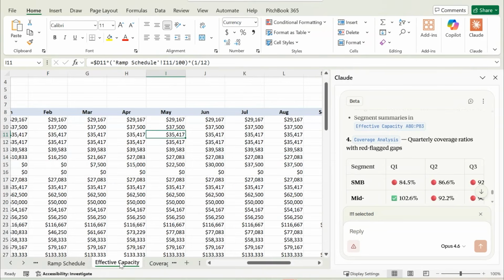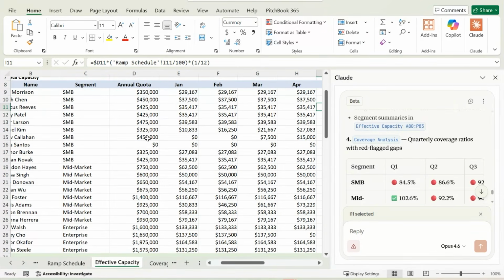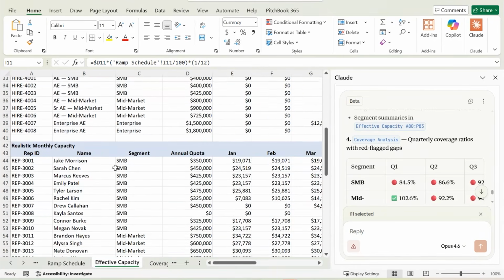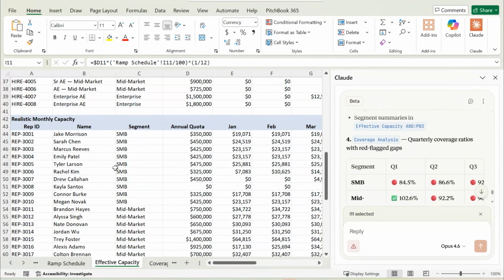This is exactly how I would have done it. And so like this person here, it's not going to sum to a full quota because he's not there for the whole year. Planned hires, realistic monthly capacity.